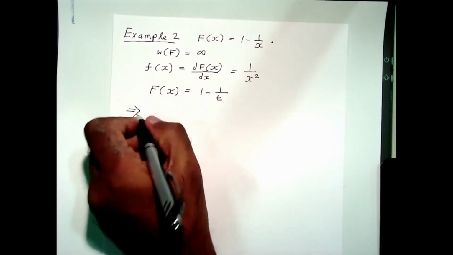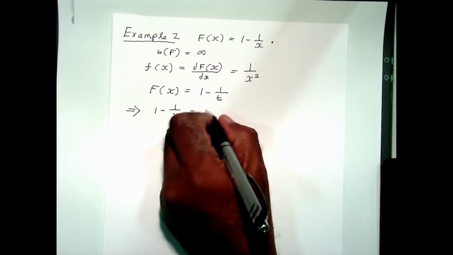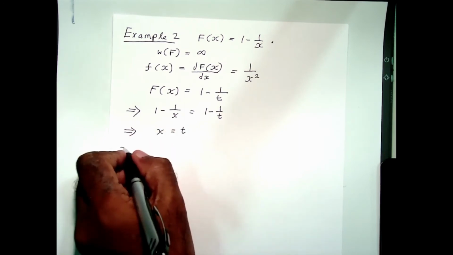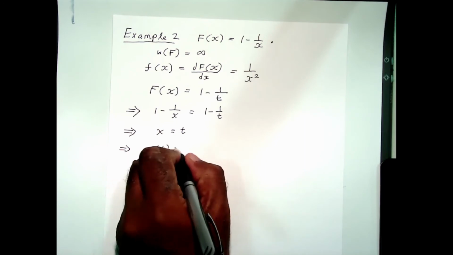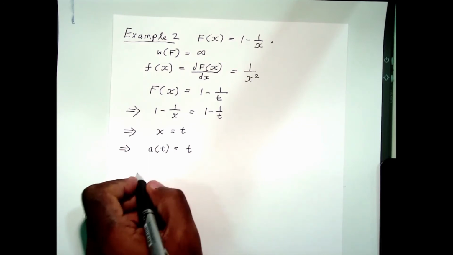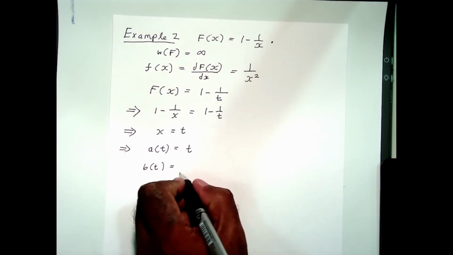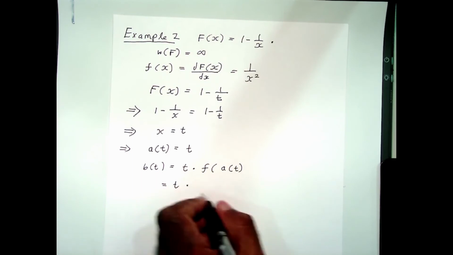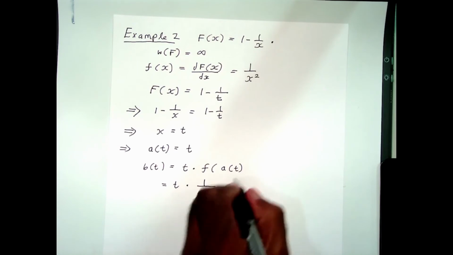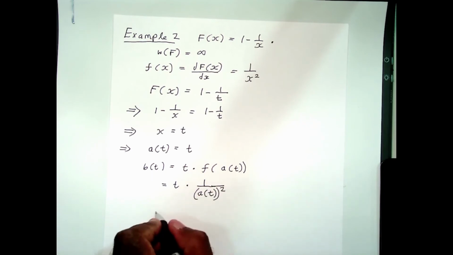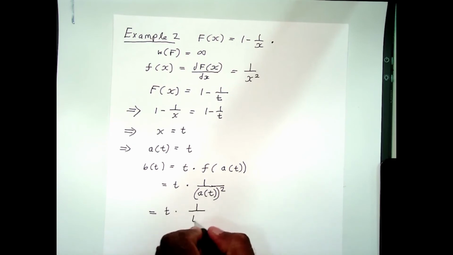Alright, so hence a of t is equal to t. And the next thing you must find is b of t. Now remember, b of t is equal to t times f at a of t. So this is going to be t times f, okay, so this is going to be t times 1 over t squared, which is 1 over t. So b of t is 1 over t.